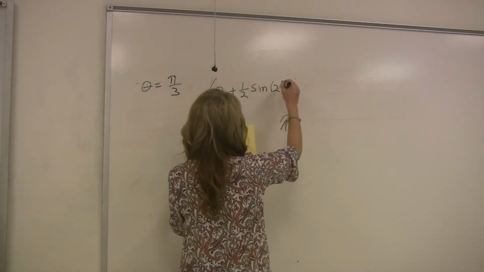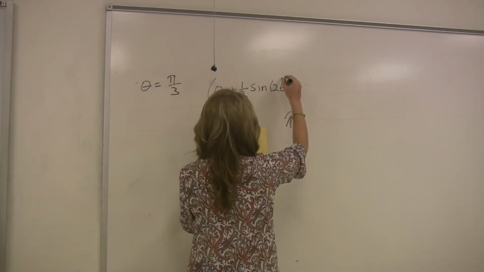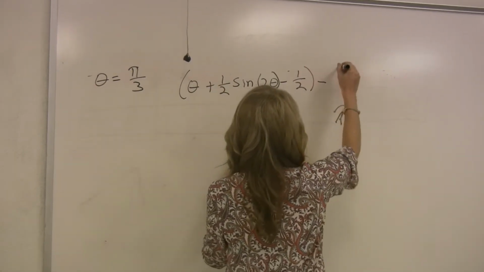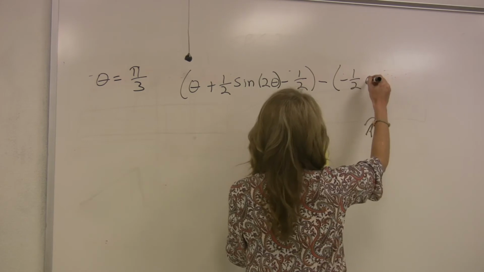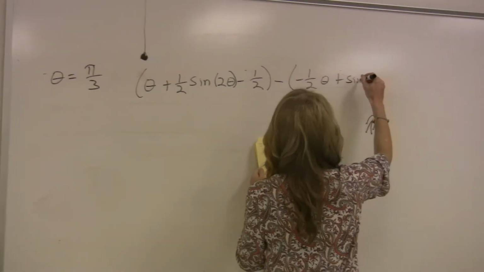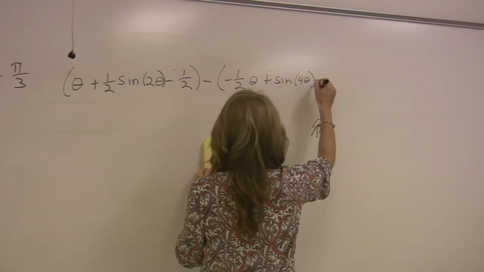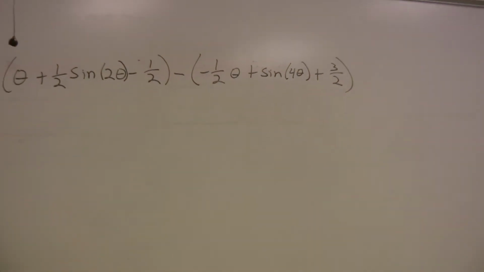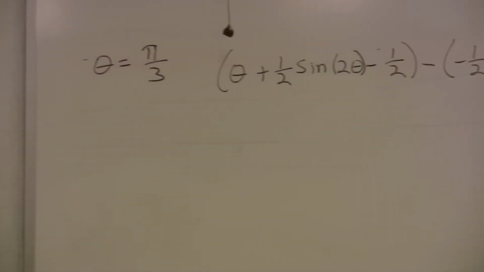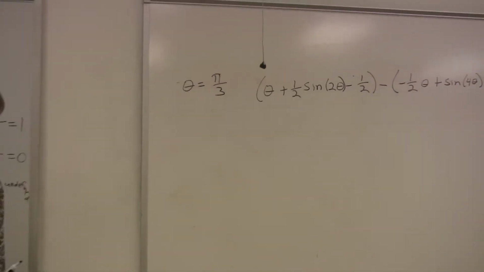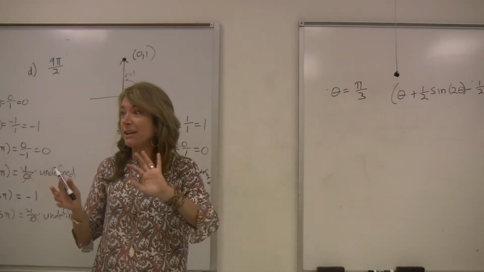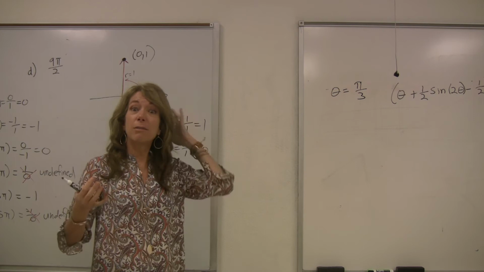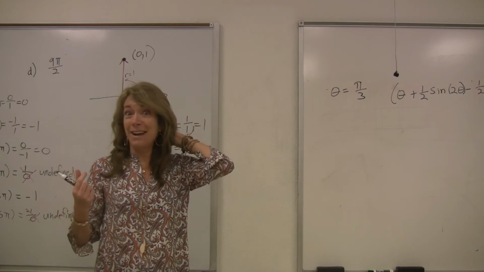So here it is. Theta plus 1/2 sine 2 theta minus 1/2 minus negative 1/2 theta plus sine of 4 theta plus 3/2. So in Math 60, this is like the second to last line of a problem that takes up at least a page, depending on how big you write. So you've done all this hard calculus, you did it all right, and you get to here, and then you're like, oh, I don't remember my trig, what do I do? This is why we're doing this today, right?